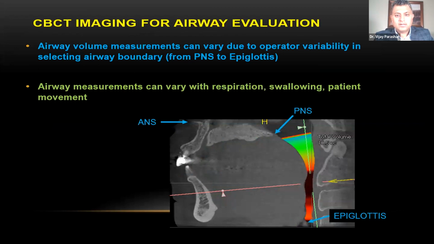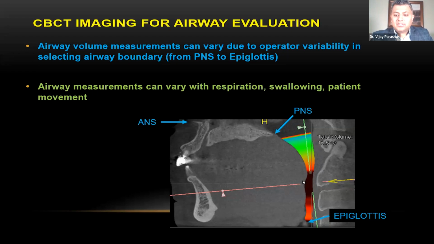Perfect. Let's take a look at this image. If you look at this image, there are two numbers. One is total volume, which is measured from the posterior nasal spine all the way down to the epiglottis. I personally do not pay a lot of attention to total volume because this number varies. If a patient has a dolichocephalic face, a taller face, the anatomy will vary and you will get a higher total volume number.